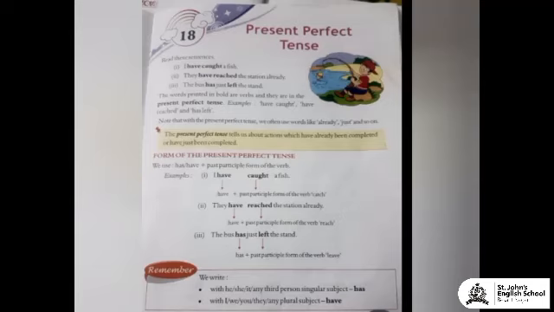So, I have caught a fish. This sentence is in present perfect tense. And the second sentence, they have reached the station already. With they, we should use have. They have. What is the past participle of the verb reach? Reached. They have reached the station already.